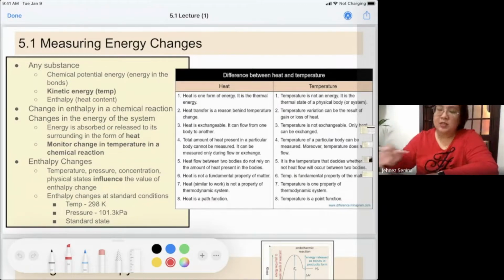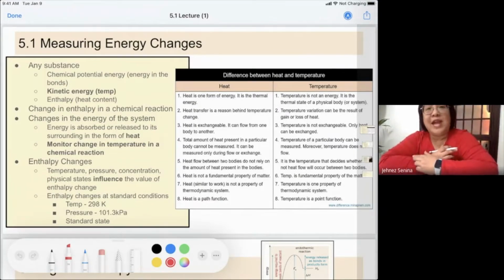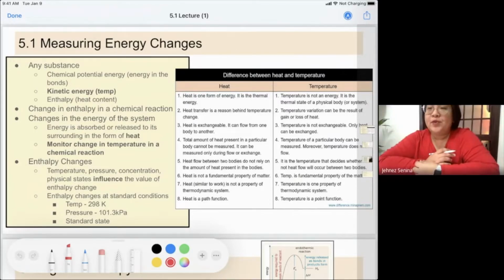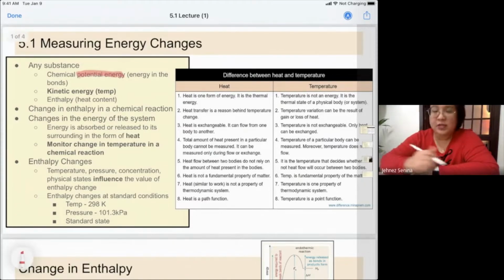So before we start, let's talk about substances first. Let's talk about your reactants and products. Looking back to those lab calculations that you did, potassium hydroxide and nitrous acid, HNO2. Okay. So those substances, as a molecule, they have potential energy, chemical potential energy.